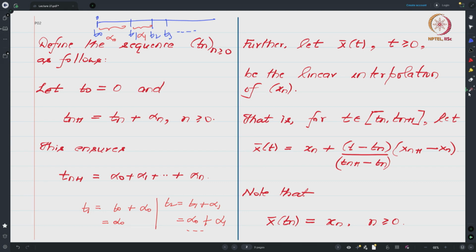Now, what we are going to do is ensure that the value of x bar of t at the specific time instance Tn is xn, and for any t between Tn and Tn plus 1, we will define x bar of t to be the linear interpolation between xn and xn plus 1. Formally, for any t between Tn and Tn plus 1, we will set x bar of t to be xn plus t minus Tn by Tn plus 1 minus Tn times xn plus 1 minus xn.